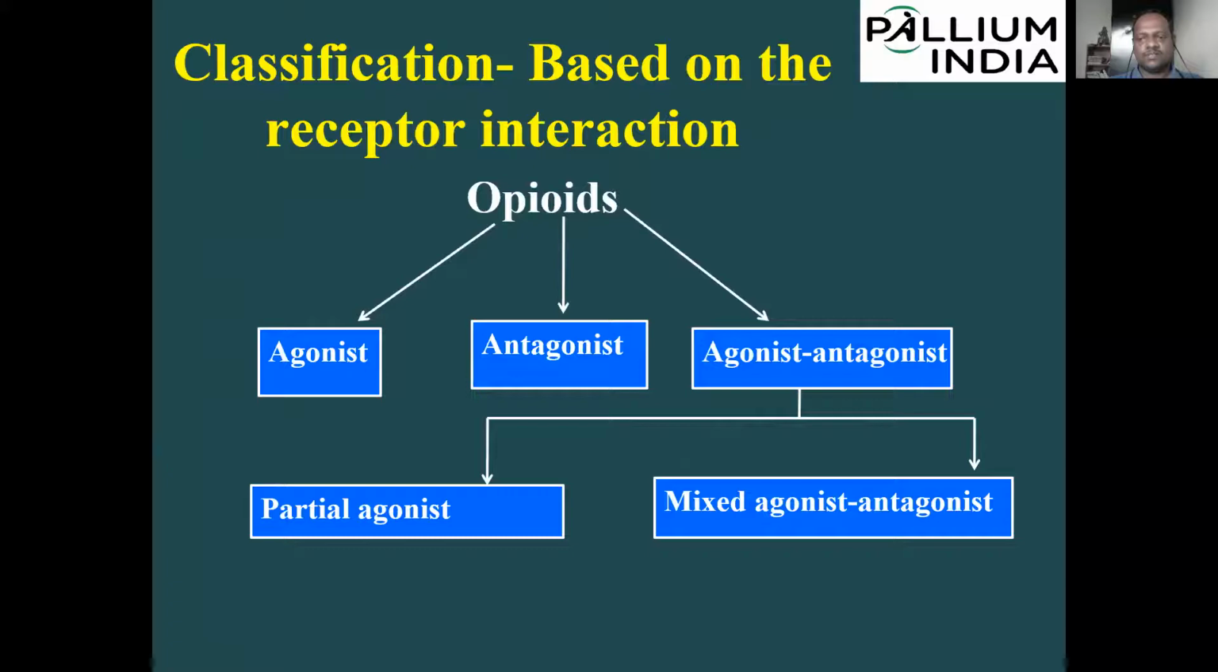And antagonist means naloxone is an antagonist. If I give naloxone to you, it will not produce any action in your body unless you are on opioids. If you are on morphine and I give naloxone, its action will be reversed. But if you are not taking any opioids and I give an antagonist like naloxone, it will not have any action in your body. Examples of agonist-antagonists are buprenorphine and pentazocine. Pentazocine is Fortwin, which we usually use in operation theaters.